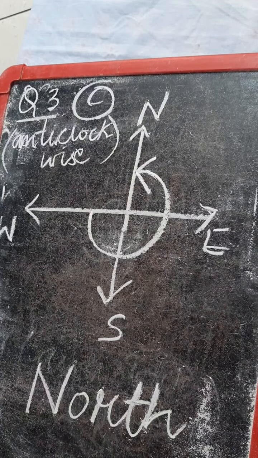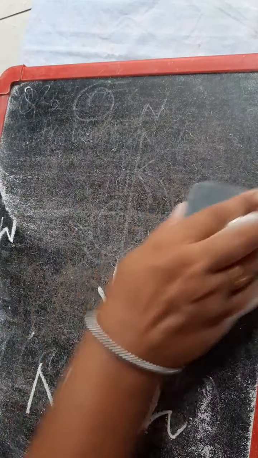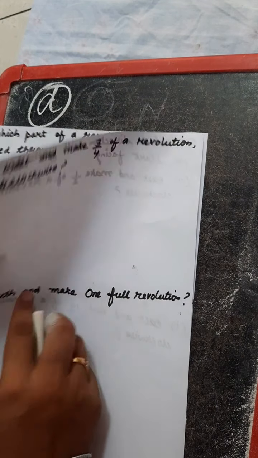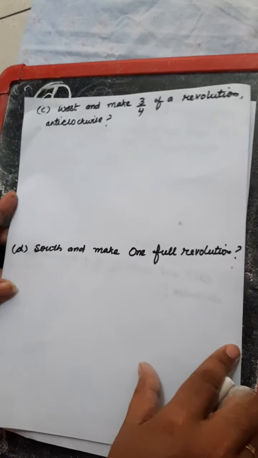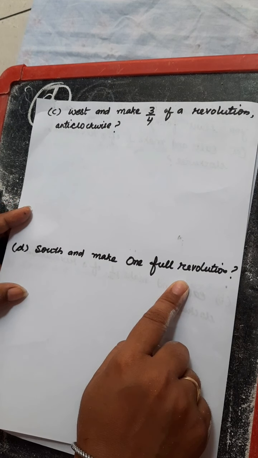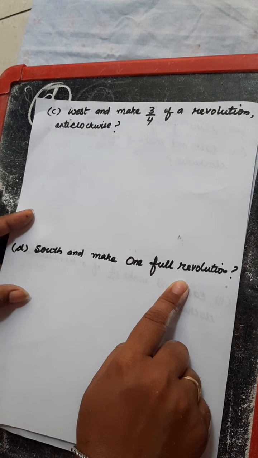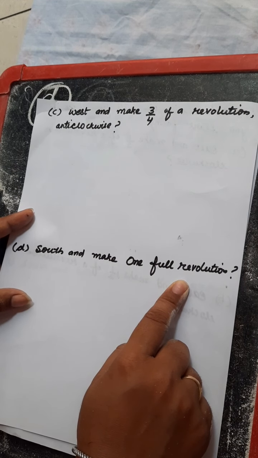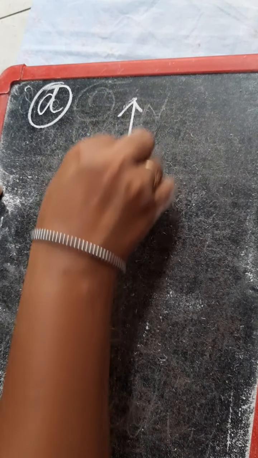Okay, so this is C part. Then we have D part. D part is, which direction will you face if you start facing south and make one full revolution? Now in this case, one full revolution is given, but it is not specified clockwise or anti-clockwise. If we have one full revolution, it means from where you start, you reach the same point, whether you are moving clockwise or anti-clockwise. So in this case both are correct.